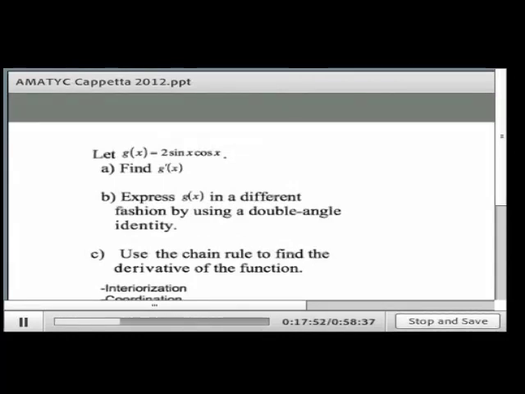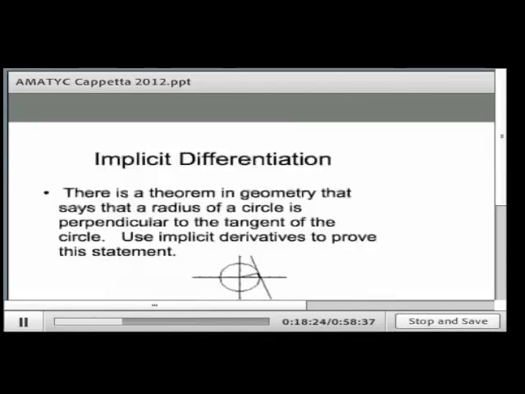Okay, looking at things from multiple perspectives again, 2 sine x cos x, we can find the derivative using the product rule. We can also rewrite that using a double angle identity. We know 2 sine x cos x is sine of 2x. And we can find the derivative that way. And then the question is, do those agree? The sad part is sometimes students say they don't, and that doesn't seem to bother them. But reinforcing your solutions, checking them using multiple strategies, I believe is a good thing for students to do.